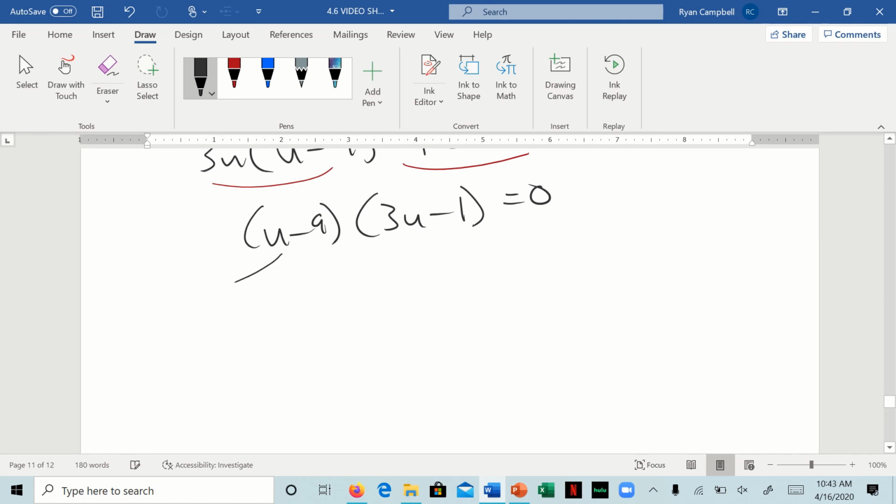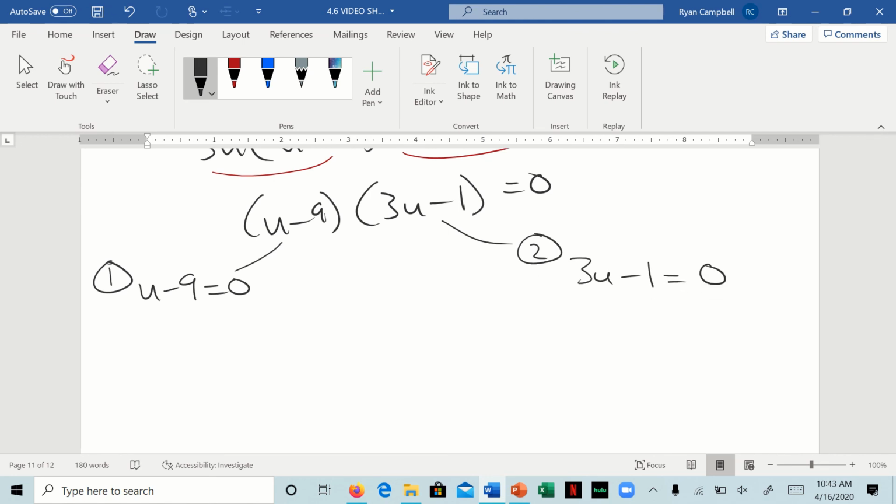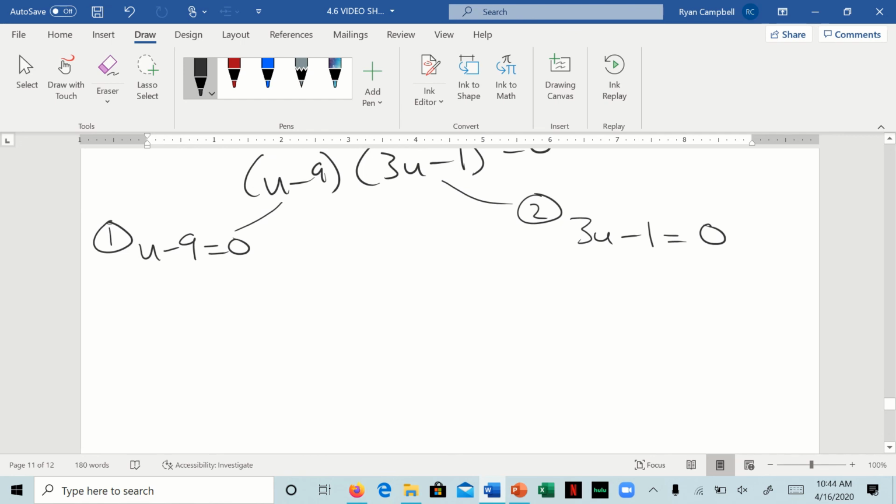So we get 2 equations. First one is u minus 9 equals 0. Second one is 3u minus 1 equals 0. Since we said u was 3 to the x, we can just solve that, right? So 3 to the x minus 9 equals 0. And 3 times 3 to the x minus 1 is 0.